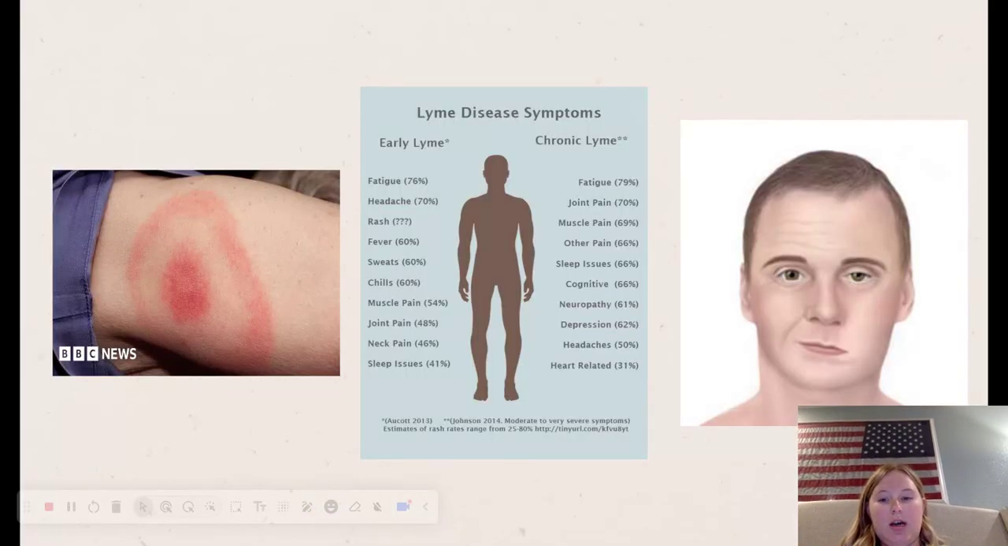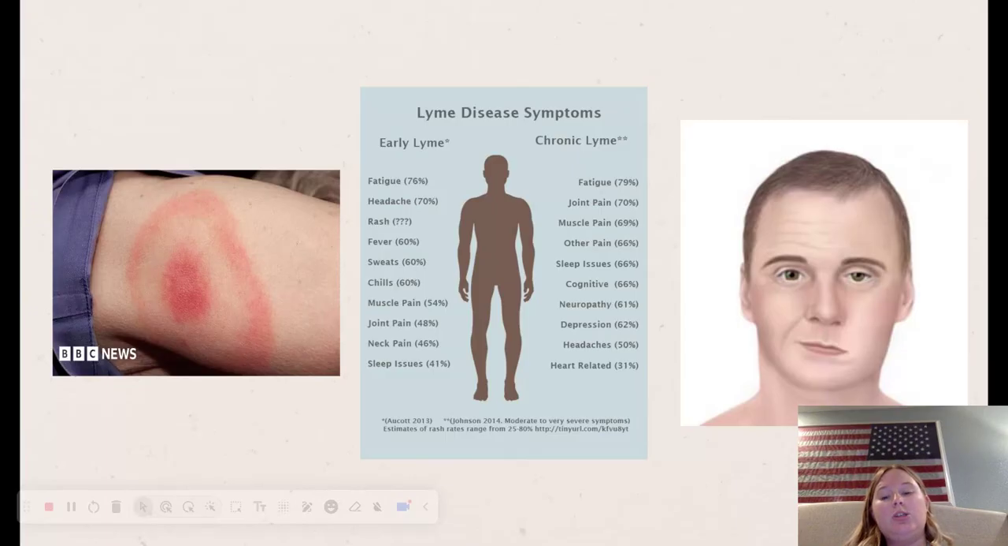So the image that I provided on the left is the most common and recognizable indicator of Lyme disease, and the picture on the right of this slide is what the facial palsy looks like, because that is not a very common symptom.